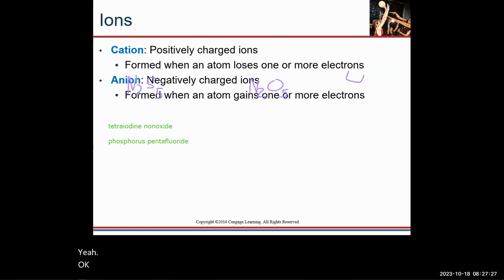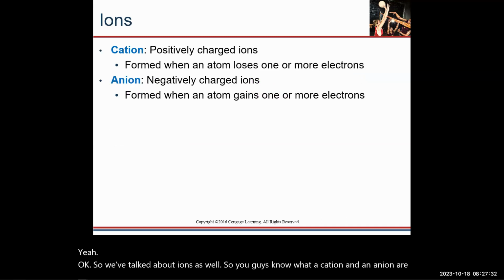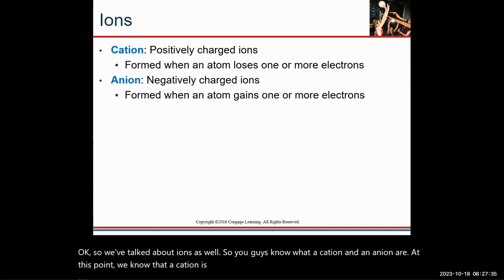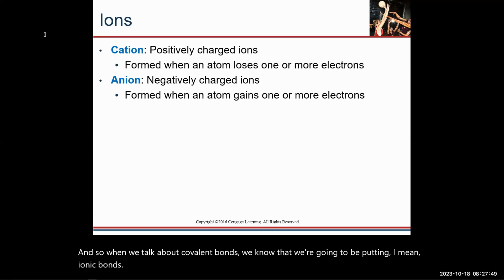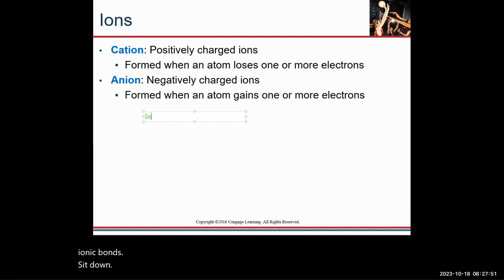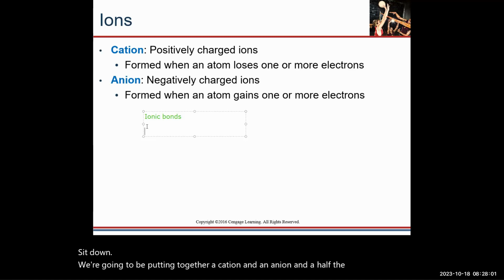Okay, so we've talked about ions as well. So you guys know what a cation and an anion are at this point. We know that a cation is positive. Cat, meow, positive, okay, and anions are negative, right? And so when we're talking about ionic bonds, we're going to be putting together a cation and an anion, and they have to balance each other out.